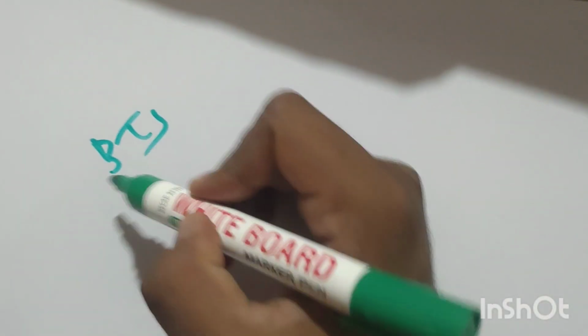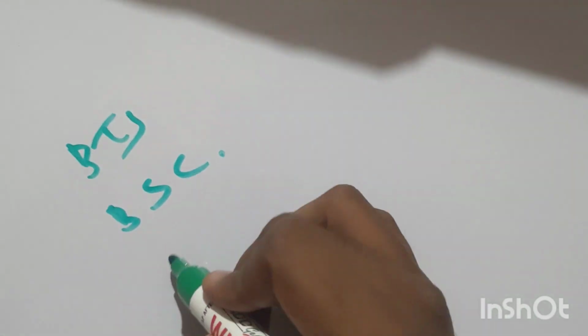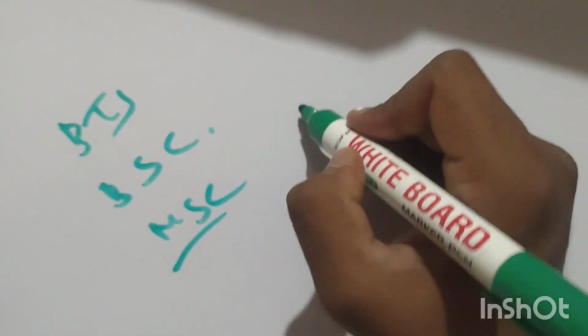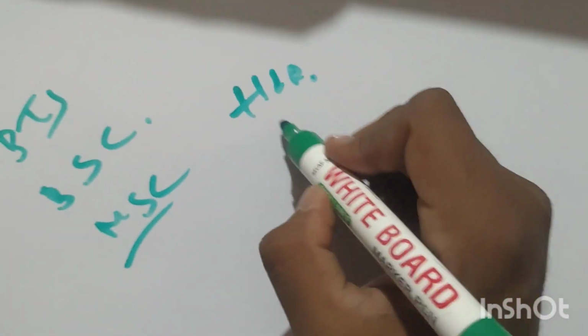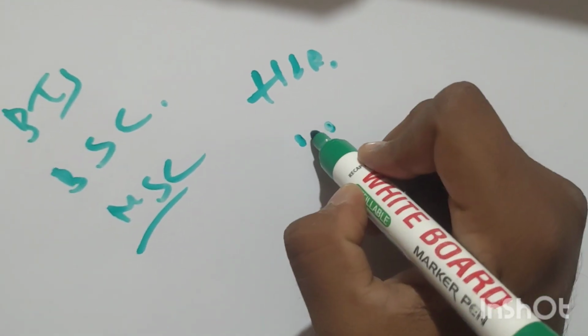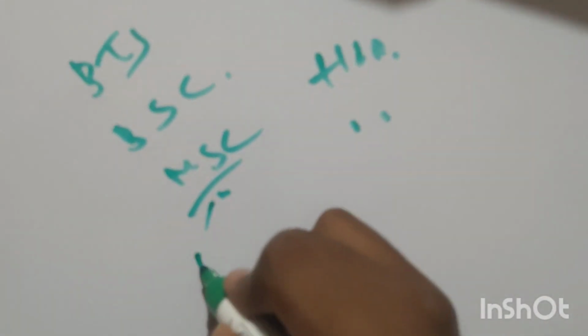BTS is completed, BSC is completed, MSC also completed. Now next is HLR, nothing but the home location register. I told you MSC, no? The MSC is the mobile switching center. HLR is the home location register. So let us know what the home location register does.